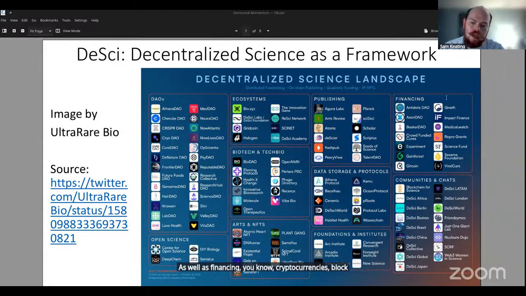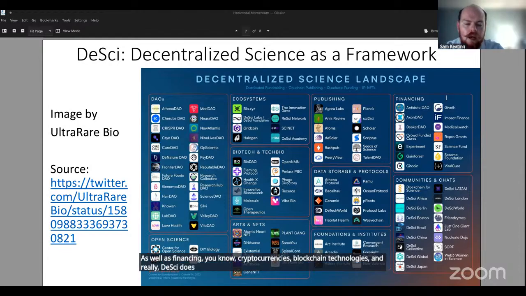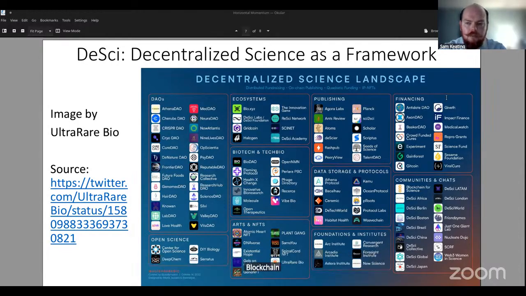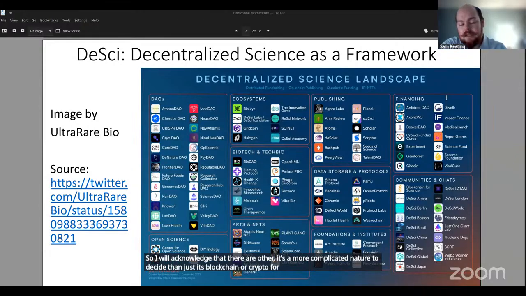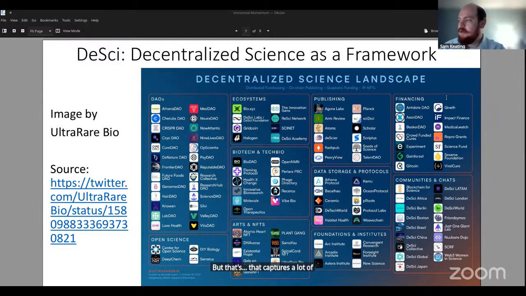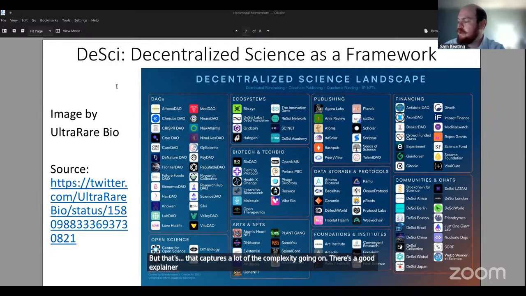cryptocurrencies, blockchain technologies. And really, DeSci does more than just blockchain technologies as the most well recognized, most familiar cryptocurrencies like Bitcoin, Ethereum. There's a lot more going on in DeSci than just the speculative side of crypto. So I will acknowledge that it's a more complicated nature to DeSci than just blockchain or crypto for science. But that captures a lot of the complexity going on. There's a good explainer video someone I met made on YouTube that basically gives that punchline.